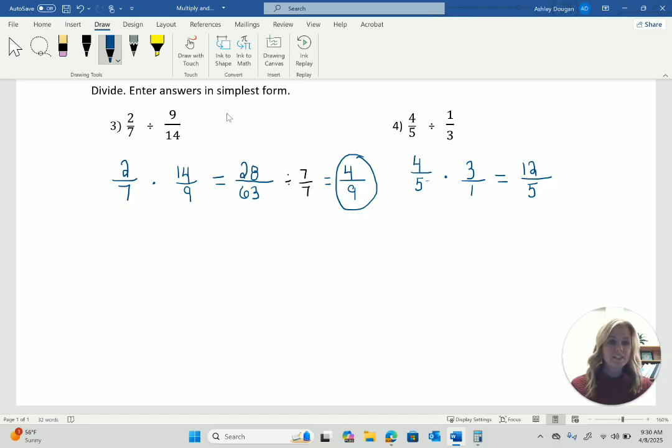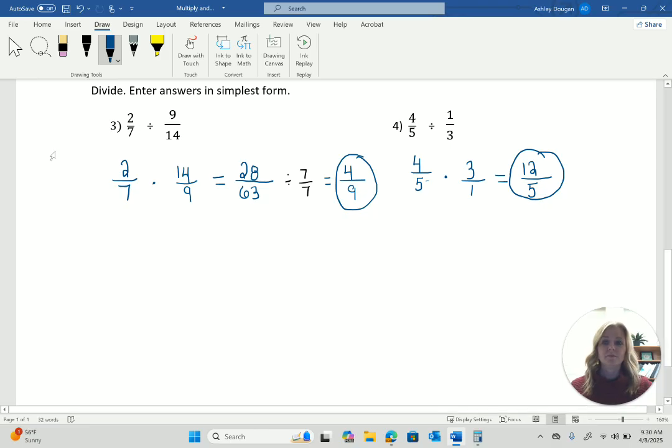But if I'm looking at it just to keep it in fraction form, I'm looking to see if I can simplify this. There are no factors in common between 12 and 5. The factors of 5 would just be 1 and 5. The factors of 12 would be 1, 2, 3, 4, 6, and 12. And so none of those are the same. So this would be considered in simplest form, 12 over 5. And if you want to see how to change this to a mixed number, or you're interested in multiplying and dividing with mixed numbers, that's going to be in the next video.